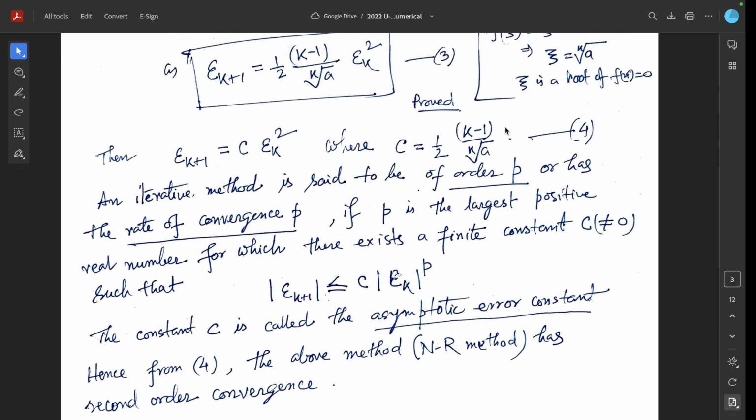Hence from 4 we get that the above method, the Newton-Raphson method, has second order convergence, because here we have epsilon k square.